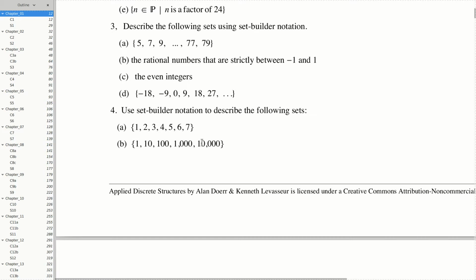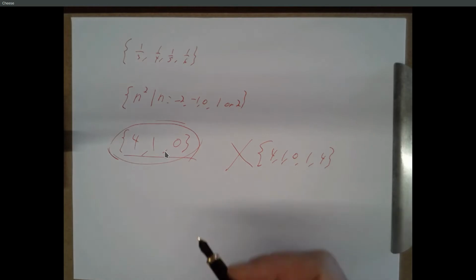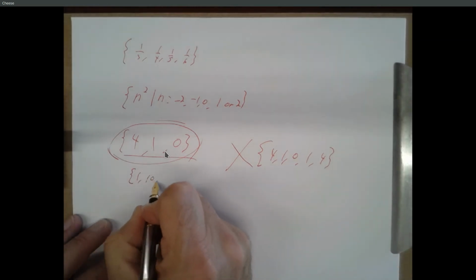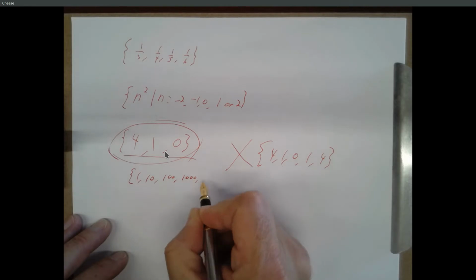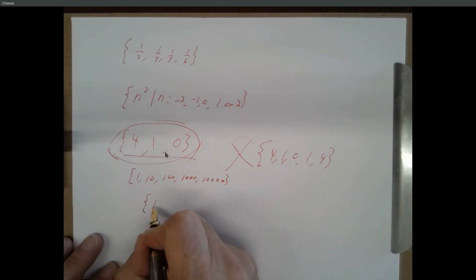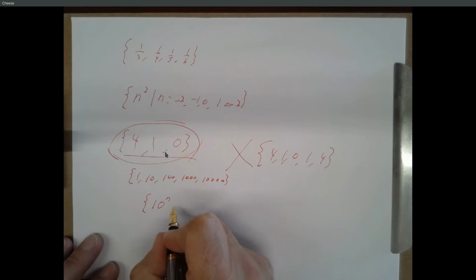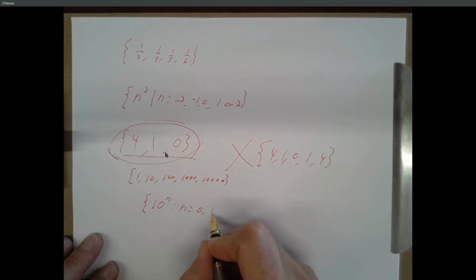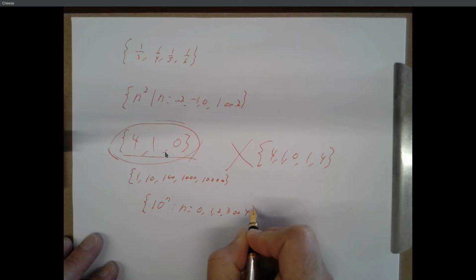All right, 1.4, B, use set builder notation to describe the following sets. So B, we have the numbers 1, 10, 100, 1,000, and 10,000, assuming those commas are part of the numbers. That's a little confusing. So how could we write this in set builder notation? Well, they're all powers of 10, right? So that's one hint. So one way would be to say the set of all 10 to the n such that n equals 0, 1, 2, 3, or 4.